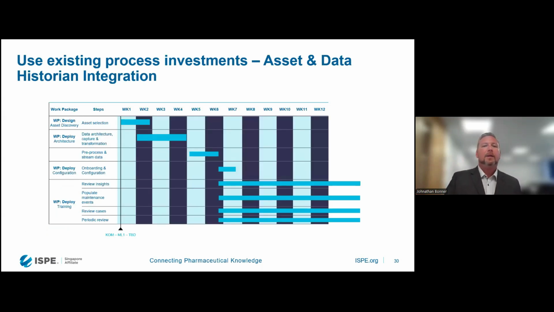And if we look at how this project plan can roll out, it can follow something similar to this. For the asset selection process, this could take about 2 weeks. Also, starting in week 2, we would look at the data architecture and the data transformation. At week 5, we could be looking at the pre-processing and data streaming through to the application. And in week 6, the start of the onboarding and configuration, which also means at the start of week 6, there is now data and valuable insights within the application. So users can really start to rapidly gain value from a solution if implemented in the right way with the right project plan behind it.